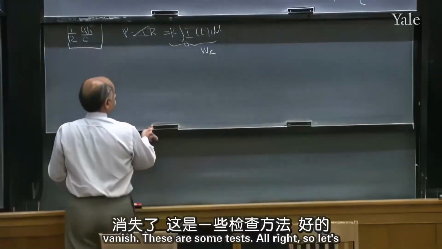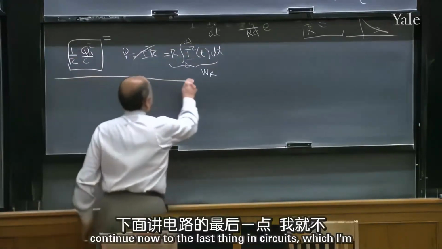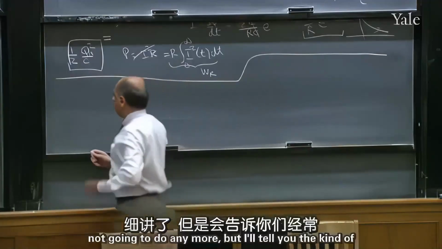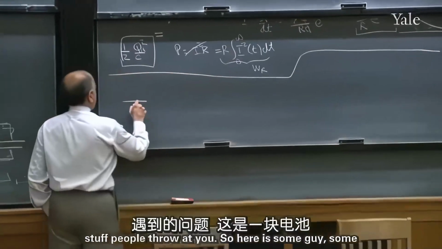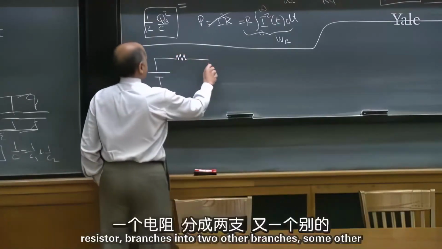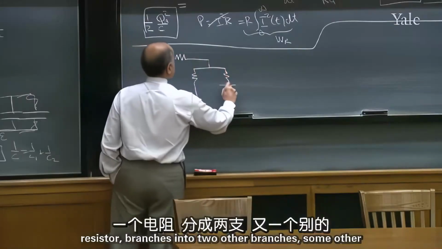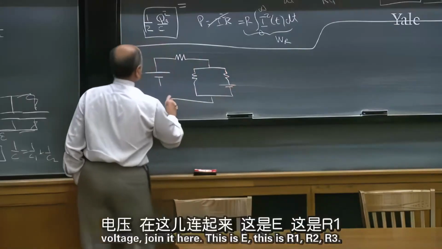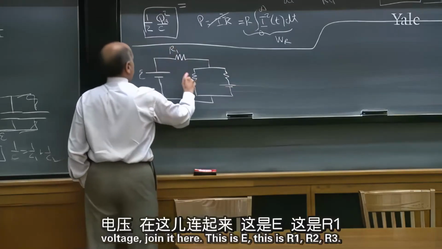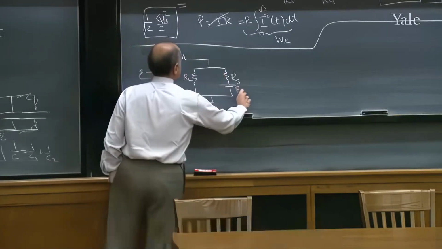All right, so let's continue now to the last thing in circuits, which I'm not going to do anymore, but I will tell you the kind of stuff people throw at you. So here is some resistor, which branches into two other branches, with some other voltage joined here. This is E1, this is R1, R2, R3. This is E2, let's say.